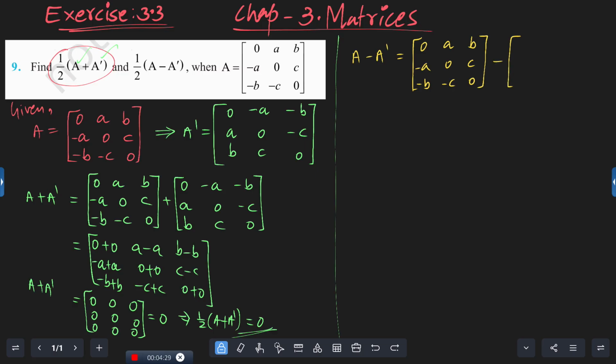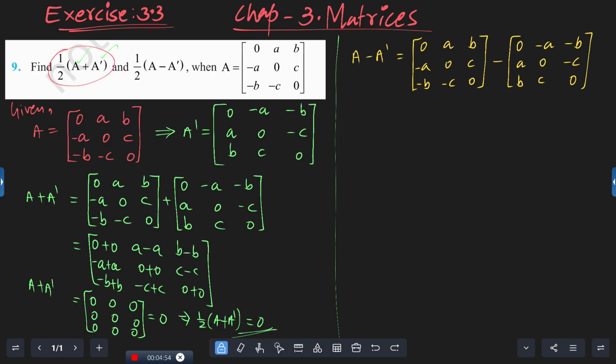Krishna, what is A dash? Can you tell me? Are you telling row wise or column wise? Tell me. 0. Okay. Next. Okay, thanks. Sit down.